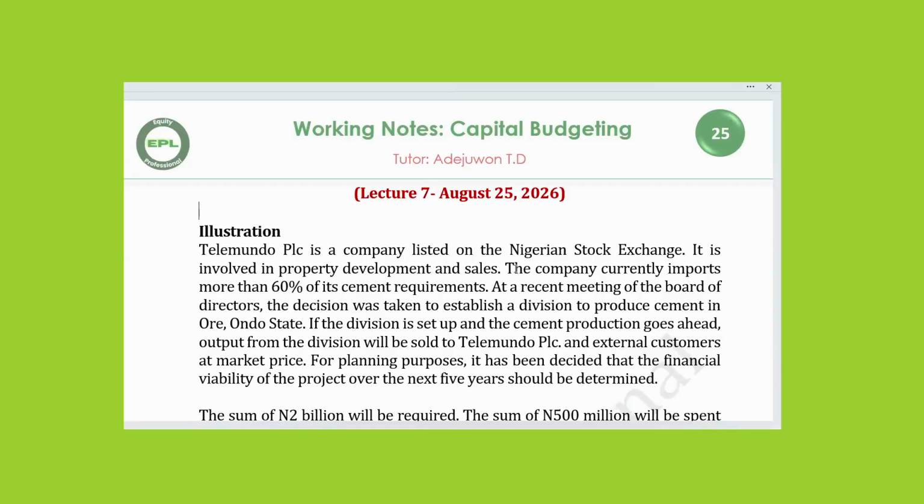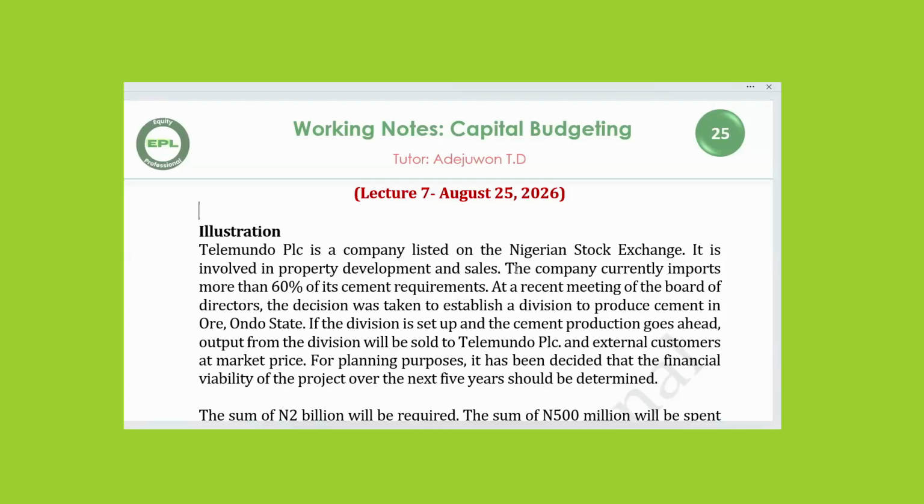Remember, when I was discussing with you last time, I mentioned that there are three criteria or determinants or basic requirements for project evaluation. Anytime you want to evaluate a project, there are three key requirements that must be present. If any of those variables is not available, it will be difficult to ascertain the financial viability of a project.